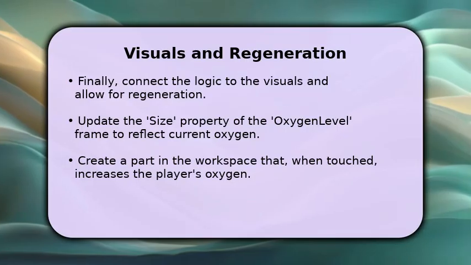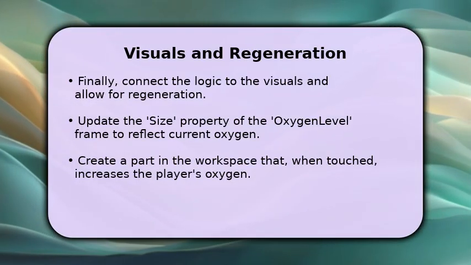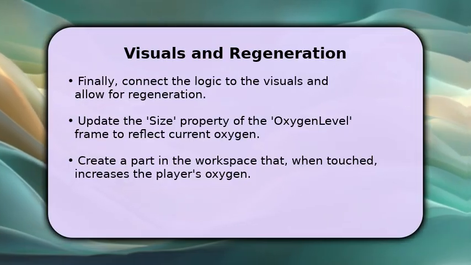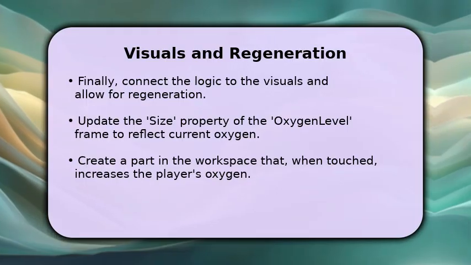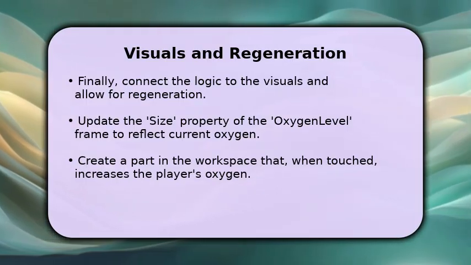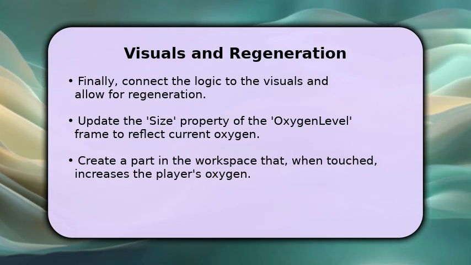Finally, let's connect the logic to the visuals and allow for regeneration. Within your local script, update the size property of the oxygen level frame to visually reflect the current oxygen percentage. For example, if oxygen is 50%, the bar's X scale should be 0.5.